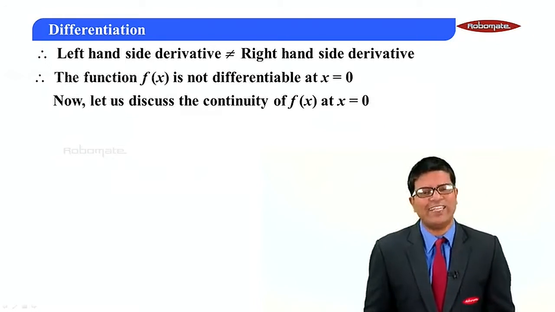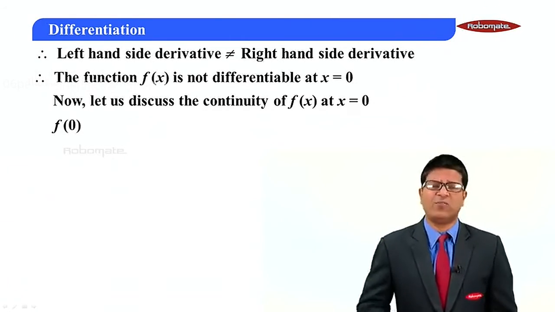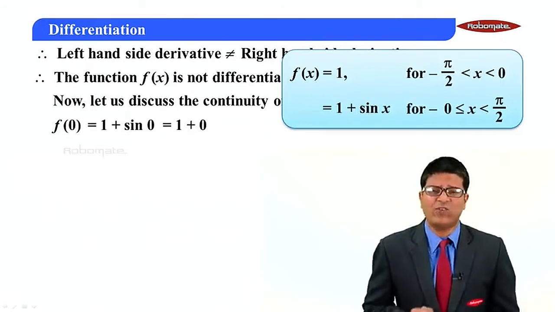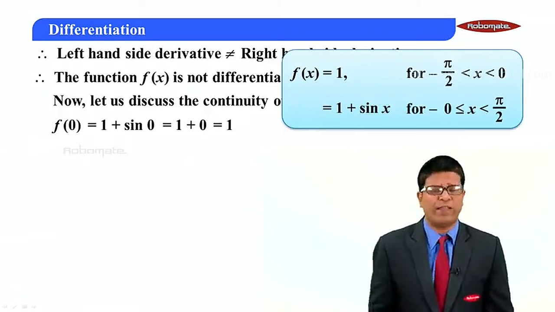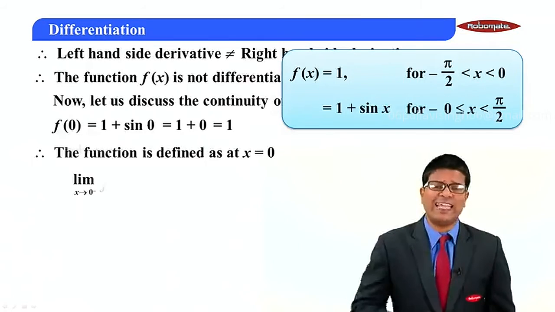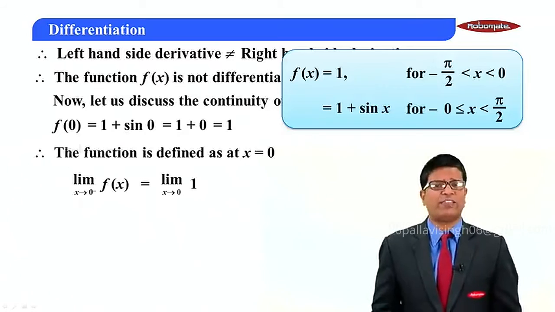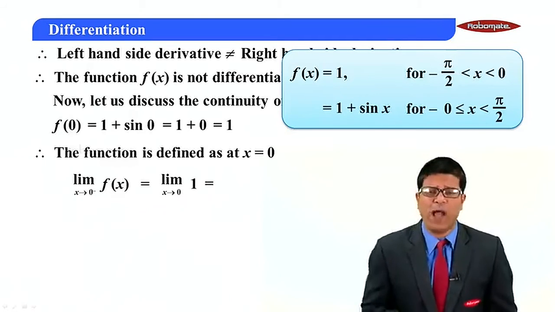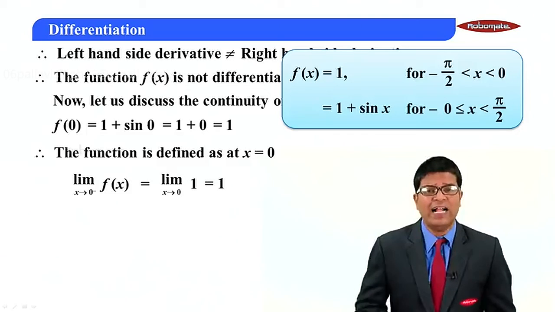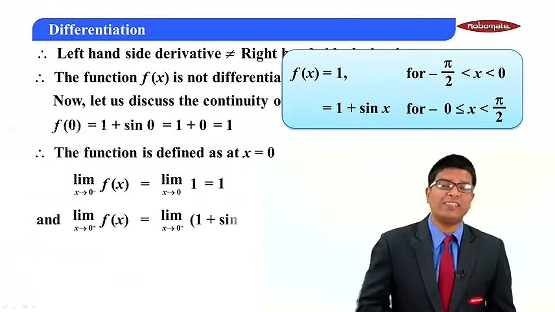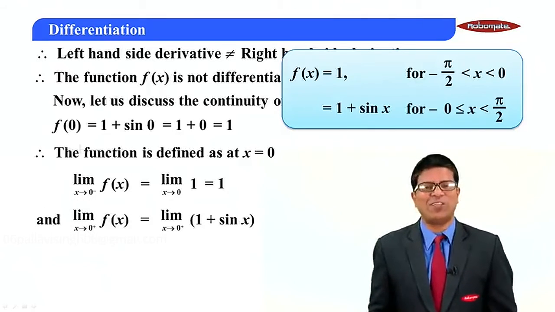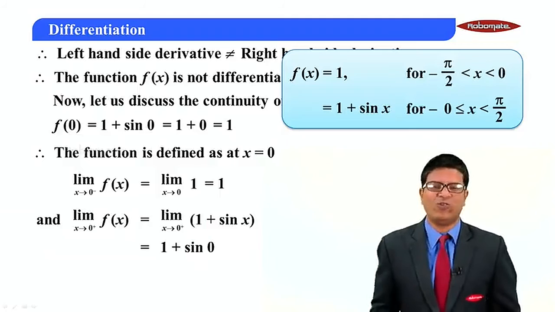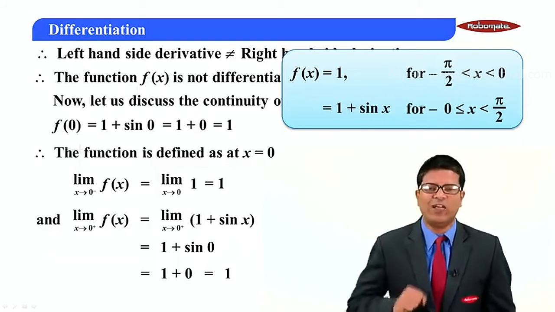Let us discuss the continuity of f(x) at x = 0. f(0) will be 1 + sin 0, that is 1 + 0, that is 1. Limit x tends to 0- of f(x): f(x) is 1, and the limit's answer will be 1. Limit x tends to 0+ of f(x) is limit x tends to 0 of 1 + sin x, that is nothing but 1 + sin 0, that is 1 + 0, that is 1.